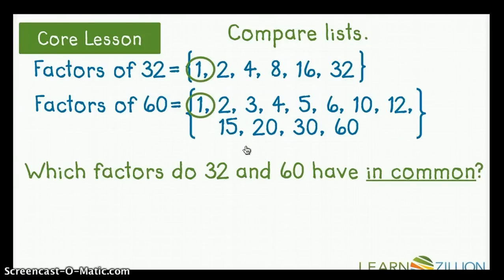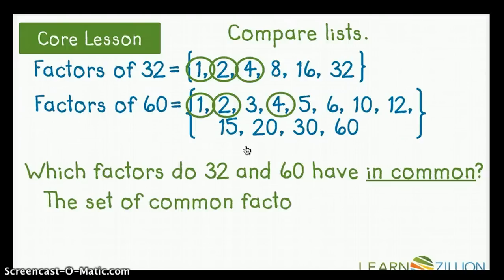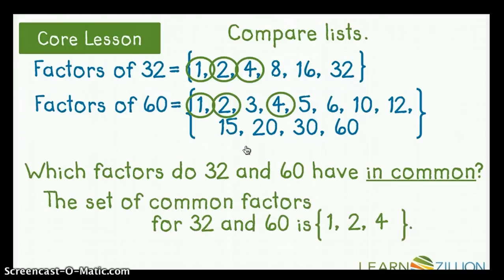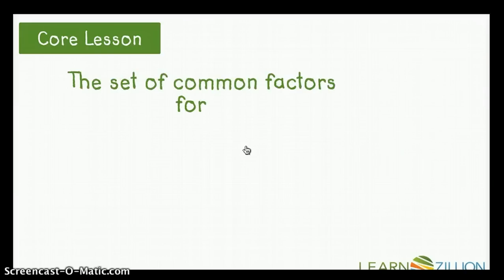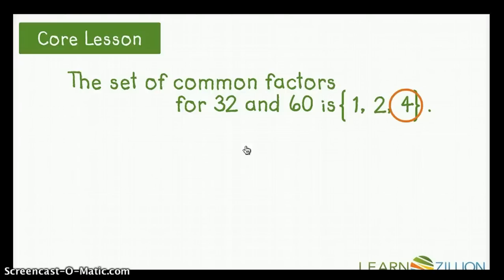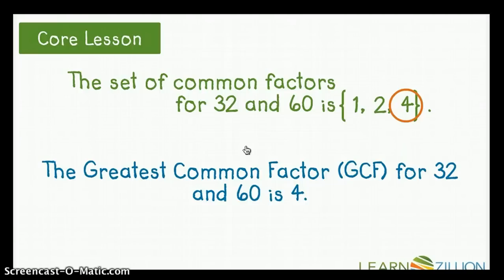As a matter of fact, 1 is a universal factor for every whole number. And I know that 2 is in common and 4 is in common. So the set of common factors for 32 and 60 is 1, 2, and 4. What I'm looking for is the greatest common factor, the one that is the largest. The greatest common factor for 32 and 60 is 4.